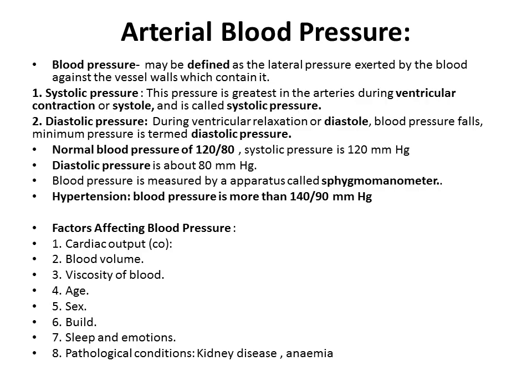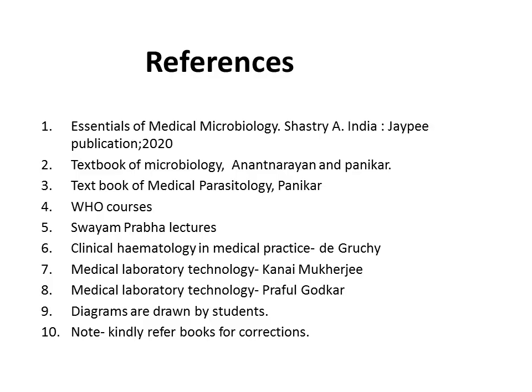The blood pressure is measured by an apparatus called a sphygmomanometer, and when there is blood pressure of more than 140/90 mm of mercury, it is called hypertension. There are few factors which affect the blood pressure: cardiac output, blood volume, viscosity of blood, age, sex, build, and sleep and emotion. And in pathological conditions, it is kidney disease, anemia, or high level of cholesterol and triglyceride in the blood, that is obesity. These are my references.